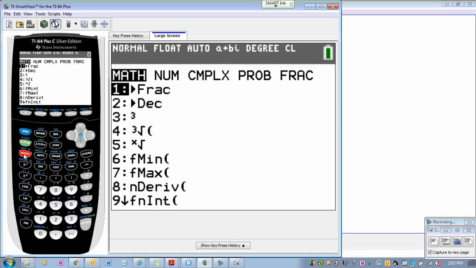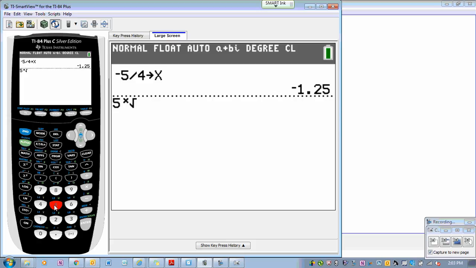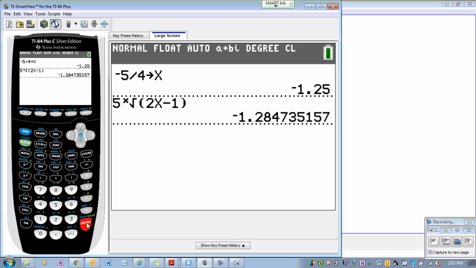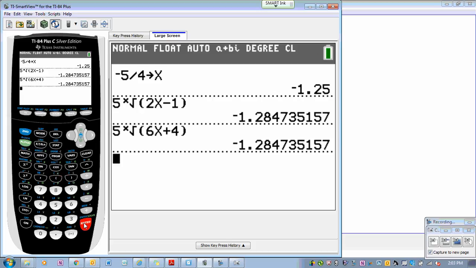I have to go to math. And number 5 has a little x in front of the radical. That's the one I want, okay? So the first one is, oh, you have to put in parentheses. 2x minus 1. Yeah? Make sure you use parentheses. You got that one? Okay, let's try the other one. 5 math 5. What's that one? 6x plus 4. Oh no, I forgot the parentheses. Go. There. So they should equal each other, so I know that this is the answer because they equal each other.